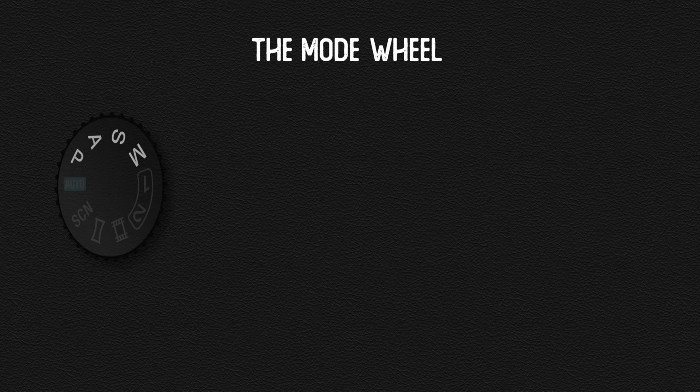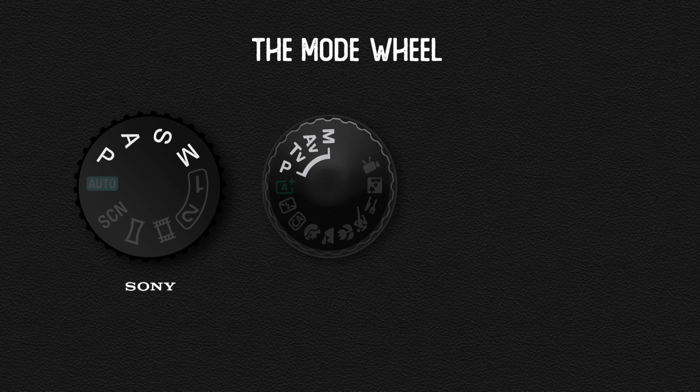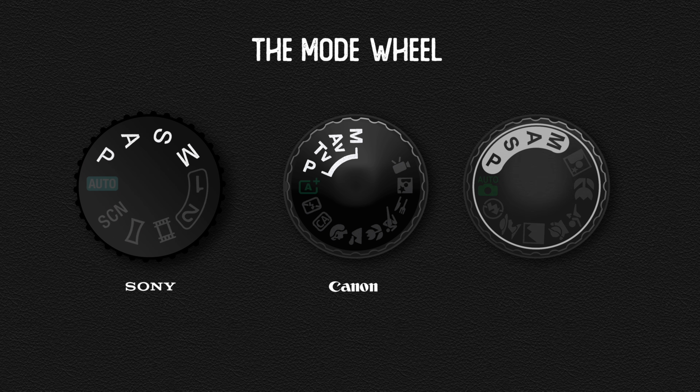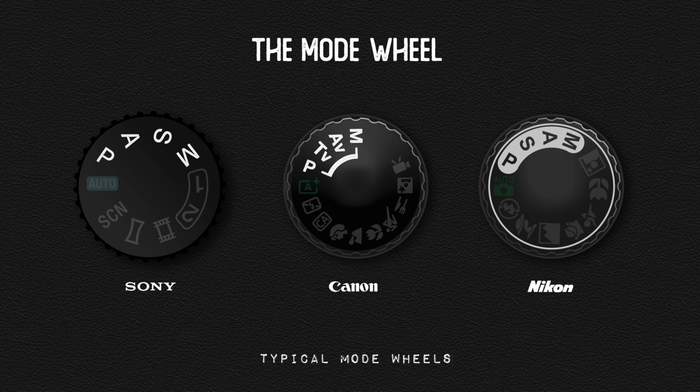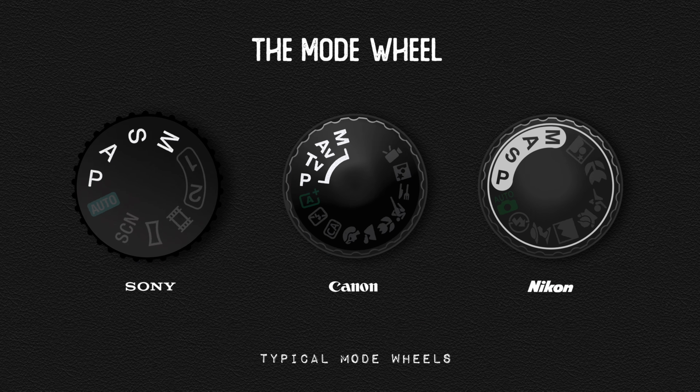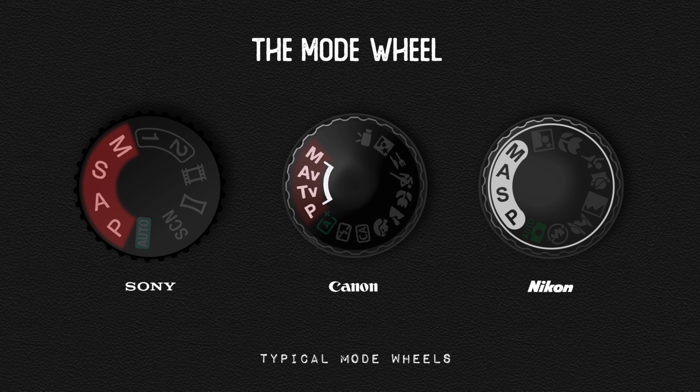So let's take a look at those important camera modes, the modes where we can adjust the 3 exposure elements. Let's take a look at some typical mode wheels. So here we have a Sony wheel, a Canon wheel, and a Nikon wheel. The modes where you can make a creative input are the P, A, S and M modes, and that's what we're going to take a look at. So they are the modes where you can jump in and make changes to any of those 3 exposure elements.